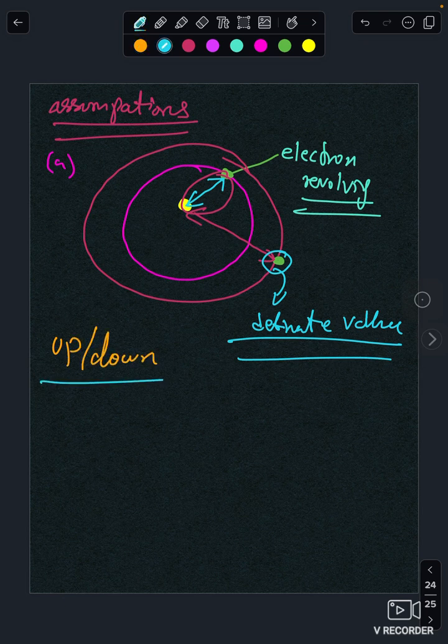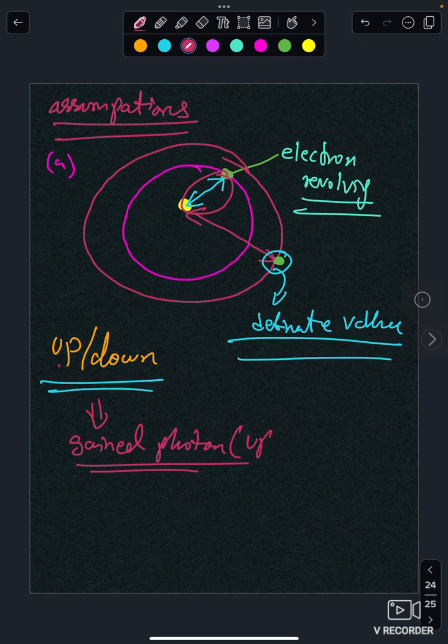Now here we have two scenarios. If it goes up in orbit, it gains a photon or energy. If it goes down in orbit, it means it emits a photon. Did I say electron the previous one? Sorry, photon, which is down.